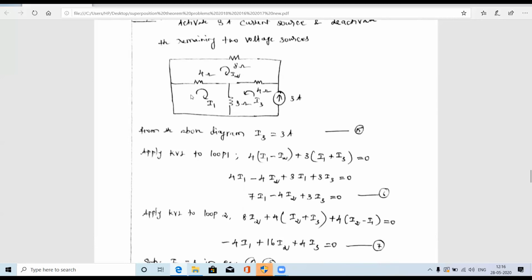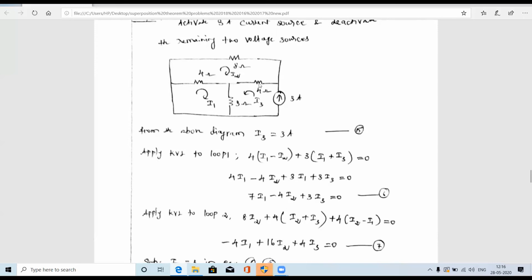Here we are considering the current flowing in the first loop as I1, the current flowing in the second as I2, and the current flowing in the third as I3. But now what is the current flowing through the 3 ohm resistor? I1 plus I3. So we have to find out the values of I1 and I3. So you just see the diagram.